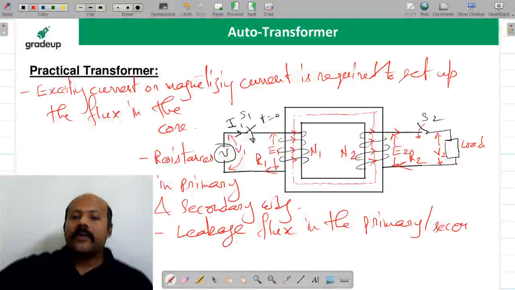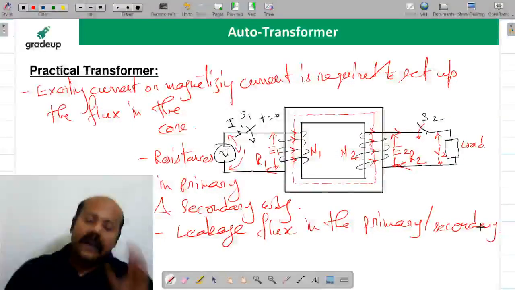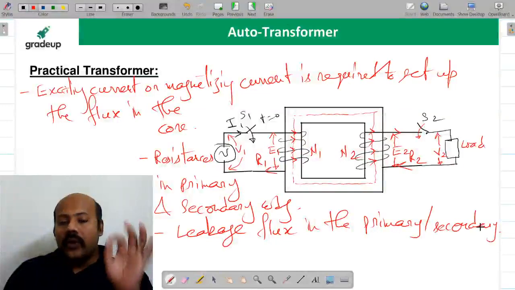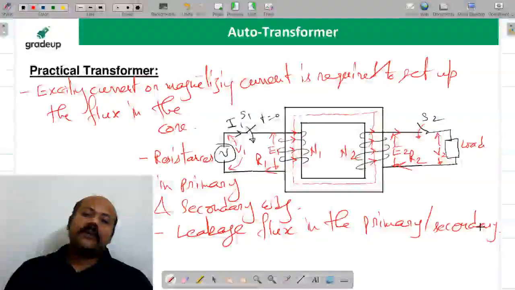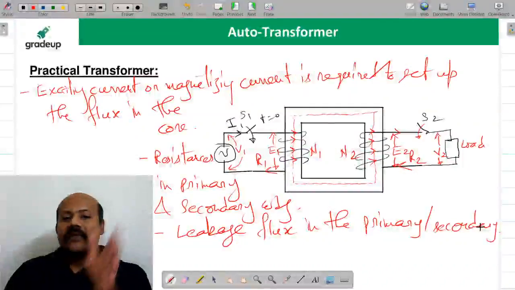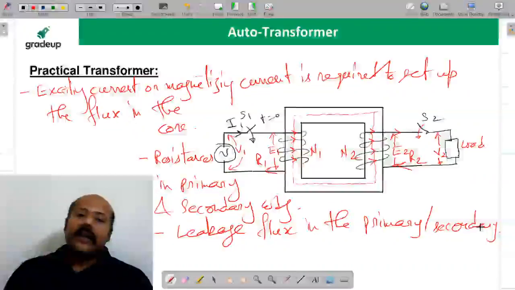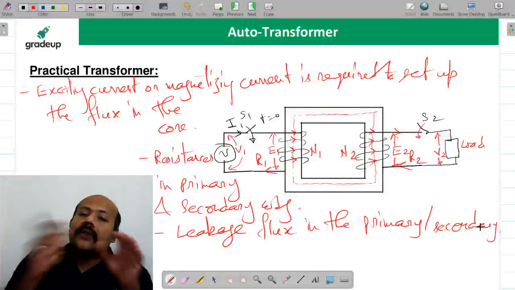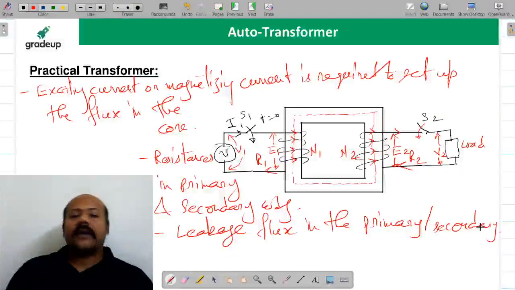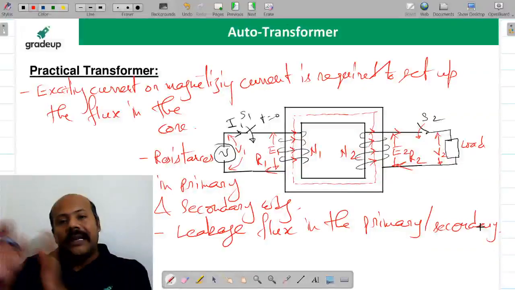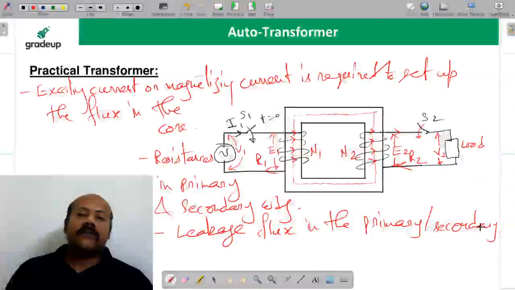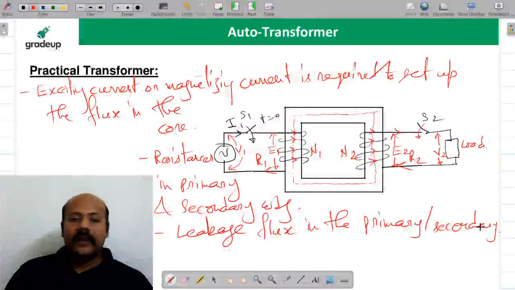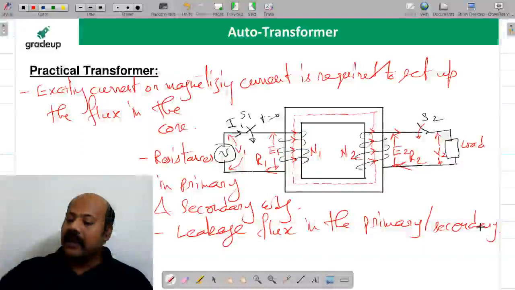You must be remembering how we have defined the leakage flux. Leakage flux is that flux which is linked only to one winding. If you talk about the leakage flux in the primary winding, then it is that flux which is linked only to the primary winding, not to the secondary winding. Similarly, the leakage flux at the secondary winding is the flux which is linked with only the secondary winding, not the primary winding. This is how we are defining the leakage flux.